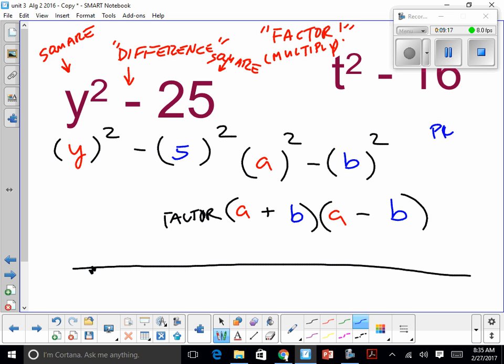Write this somewhere: square. You can impress someone who might say you're nerdy, like a teacher. Here are some of your perfect squares, like 9, 16, 25, 36.